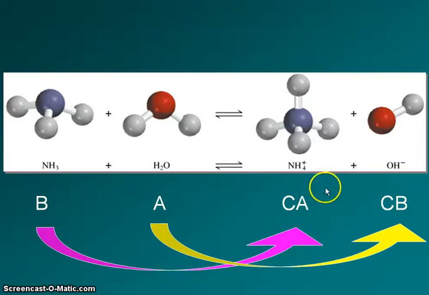So here in this particular equation, this was our ammonia and water equation. Ammonia was the base, and what it becomes, the NH4 plus, is its conjugate acid. The water was the acid, and what it becomes after it gives away the H plus is the conjugate base. So this would be one conjugate acid-base pair, and this would be one conjugate acid-base pair.